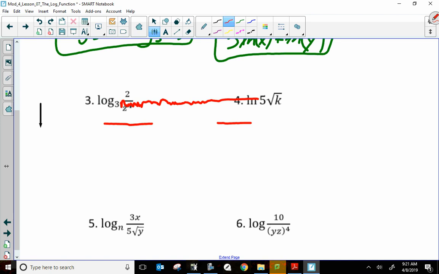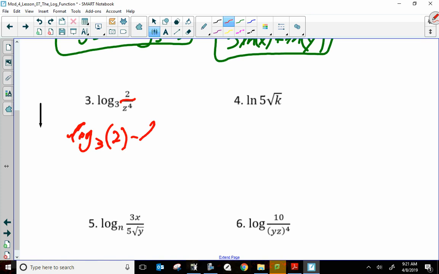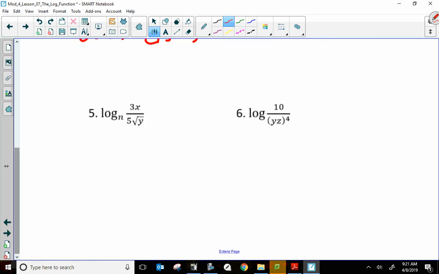Weird. Okay, so anyways, division turns to subtraction. So it's log base 3 of 2 minus log base 3 of z to the 4th. I'm going to keep on going because this is entertaining to me. All right, here we go.